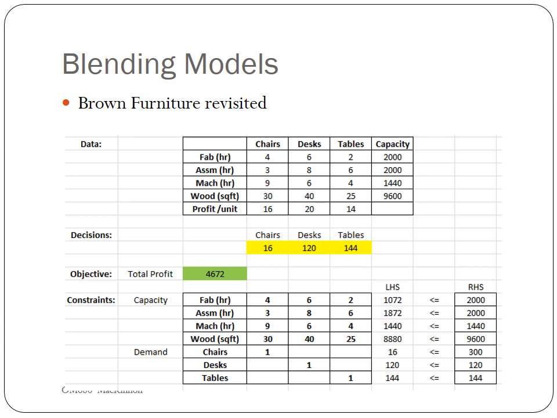The last type of model that we're going to look at is a blending model. So let's take a look at Brown Furniture again. This is pretty much the same screen that we had before. We have our decisions, and we have our capacity constraints and our demand constraints. So this model is the same as the one that had the demand ceilings, and we're going to work off of this. Remember that our decisions were 16 chairs, 120 desks, and 144 tables.